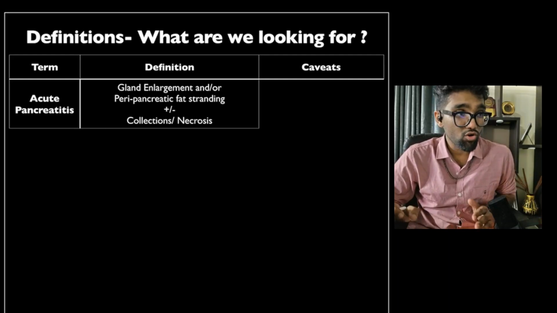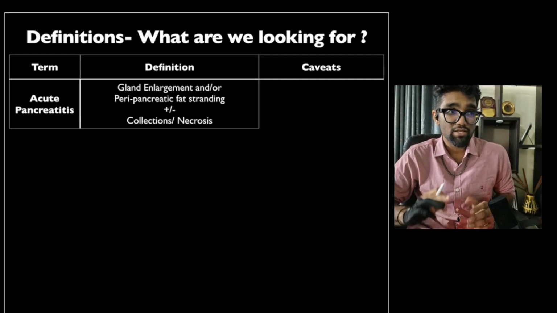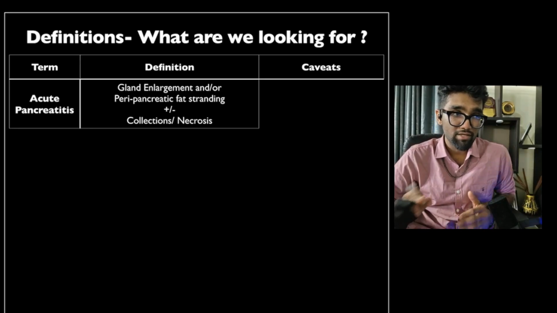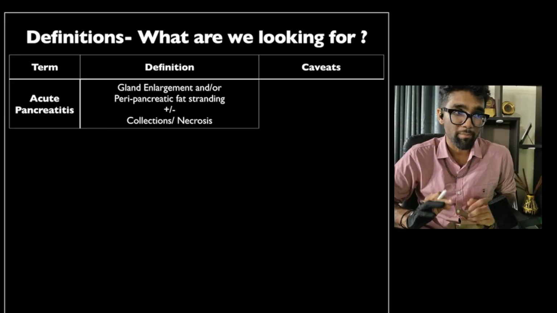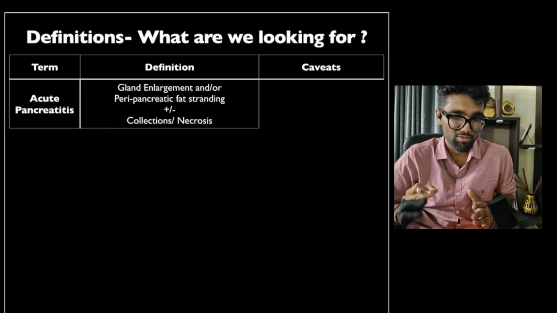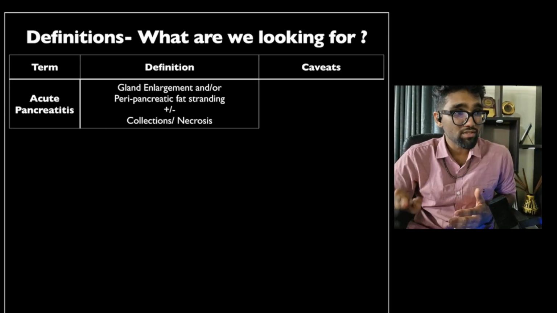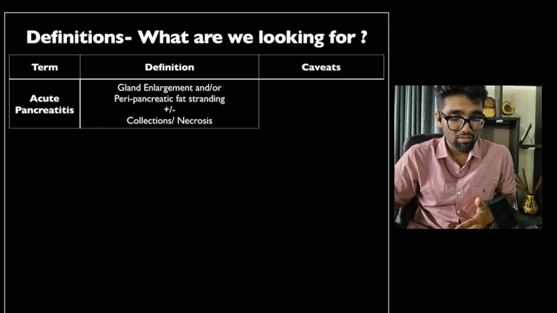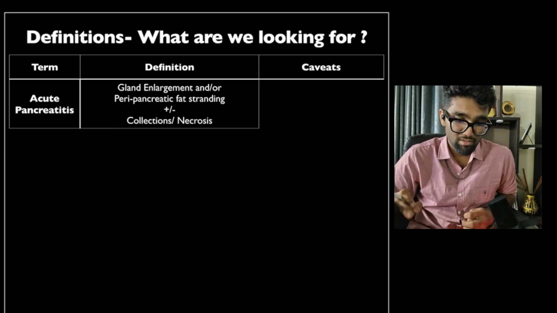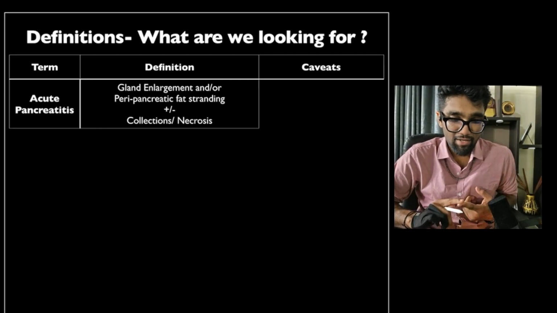Now, we've already talked about the clinical definitions. That was the specific type of pain that occurs in acute pancreatitis and the elevation of serum lipase or amylase, with lipase being more specific, more than 3 times the upper normal limit. In addition to that, the third criterion was the imaging findings. So the imaging findings that qualify something as acute pancreatitis include: one, glandular enlargement.